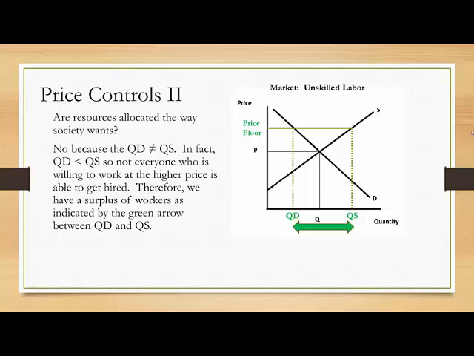Ask students if resources are allocated the way society wants. Provide a hint if they need it by adding, does everyone who is willing to work or produce at the price floor price get the price floor price? No, because quantity demanded is less than quantity supplied. So our floor caused a surplus. The amount of the surplus is shown by the double-headed green arrow.